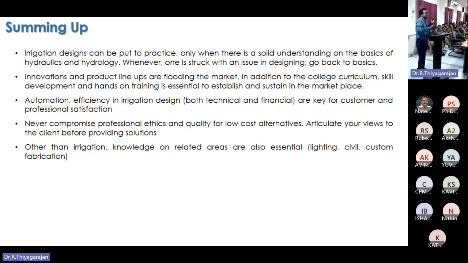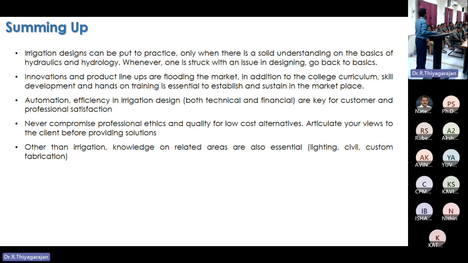Next, please. So this is how you can put your drip, sprinkler, hydroponics, aeroponics, whatever you may think of in irrigation, for urban landscapes and specialized landscapes. So this is how you can put them to proper use. And to sum up, I should say that it can be put to practice when you have a solid understanding of the basics. When you are stuck somewhere, go back to the basics. You will find the solution there, nowhere else.